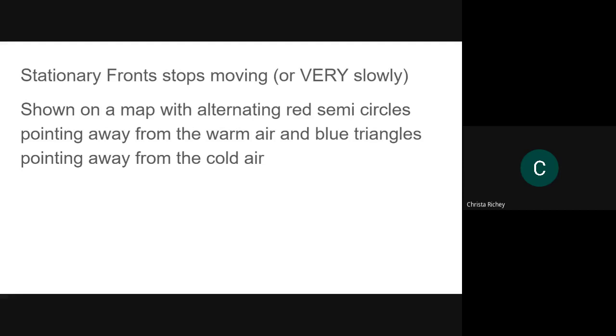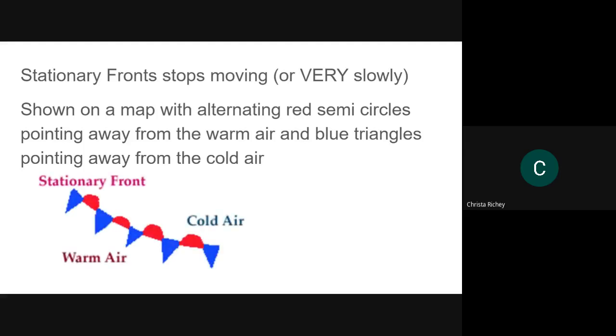You've got interchanging circles and triangles, but they keep their color. They're not purple. They're pointing in opposite directions from each other. Your triangles will be pointing away from your cold mass. That's the way the cold air wants to go. Your circles are going to be pointing away from the warm air mass. That's the way the warm air wants to flow, and they're literally at a stalemate.